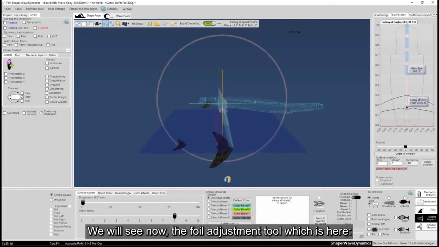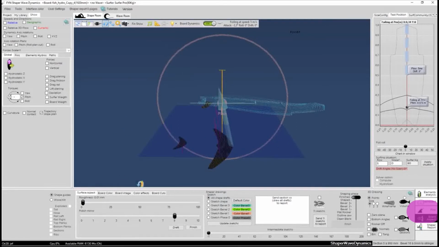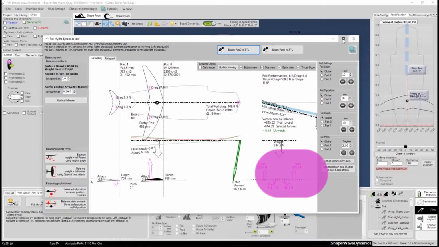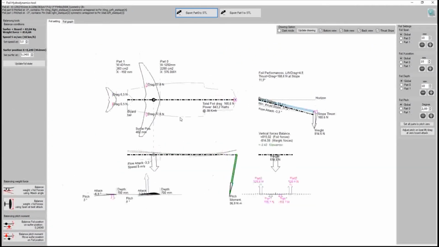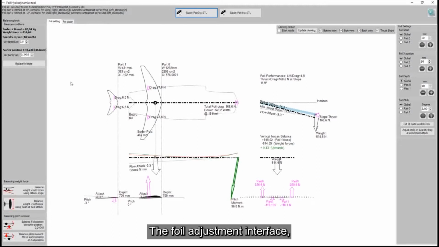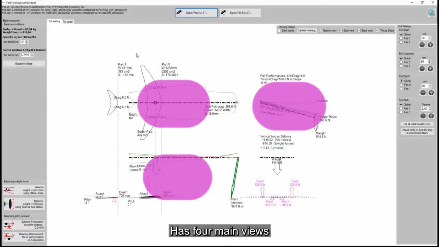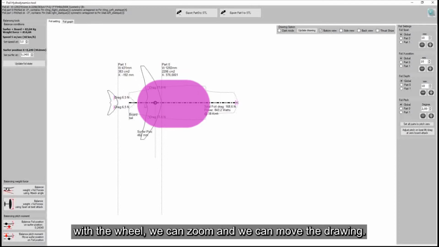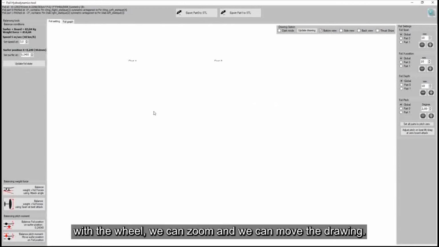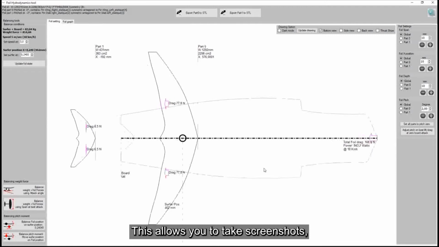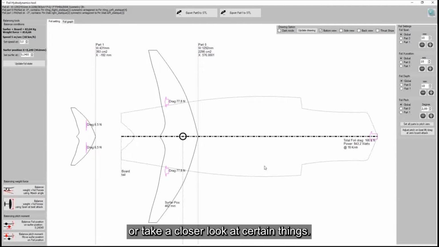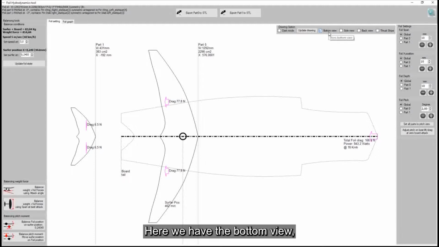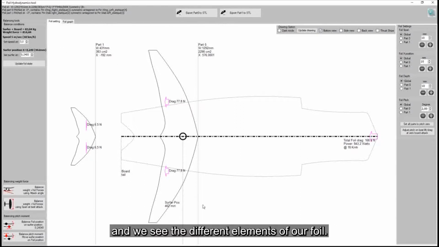We will see now the foil adjustment tool. I go to the Ends tab and I will open the foil tool. The foil adjustment interface has four main views. With a wheel, we can zoom and move the drawing. This allows you to take screenshots or take a closer look at certain things. Here we have the bottom view, and we see the different elements of our foil.